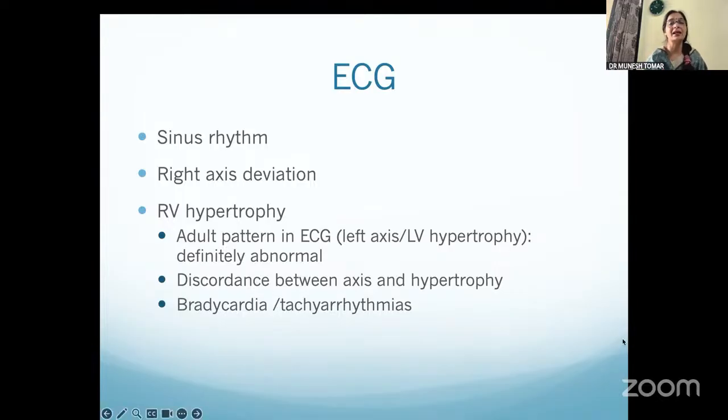So any adult pattern of ECG in a cyanotic baby, we have to be alarmed, and we should go for cardiac evaluation. Any discordance between axis, like left axis with right hypertrophy or right axis with left ventricular hypertrophy, means there is a high chance of underlying cardiac disease. In fact, it is there. Or any undue bradycardia or tachyarrhythmias, echocardiography is needed to know the underlying cardiac condition.